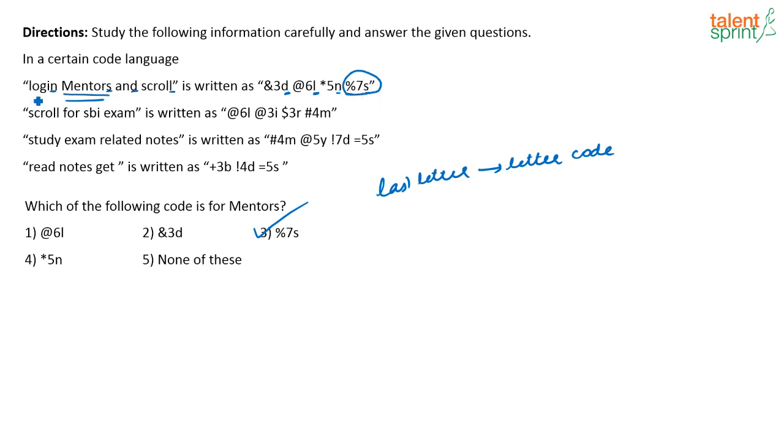Mentors is ending with S. Login is ending with N. So the code for login has to be star 5N, and is ending with D. So that this has to be the code. Okay. So at this point itself you get the answer.